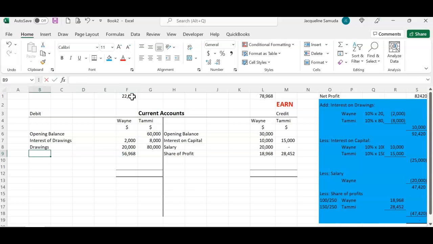So this is going to be his balance carried down. So Wayne's balance carried down is on the debit side. Let's look at Tammi.